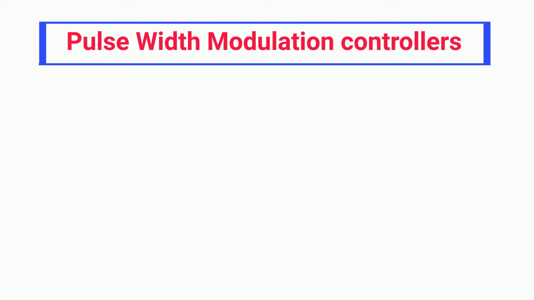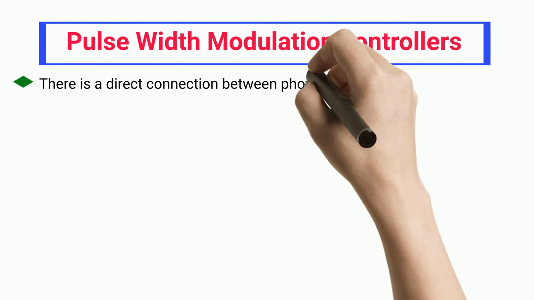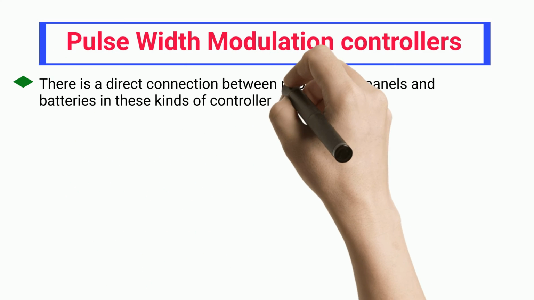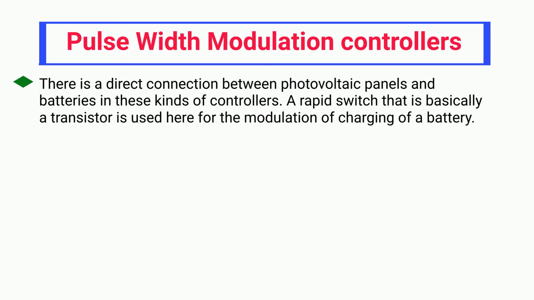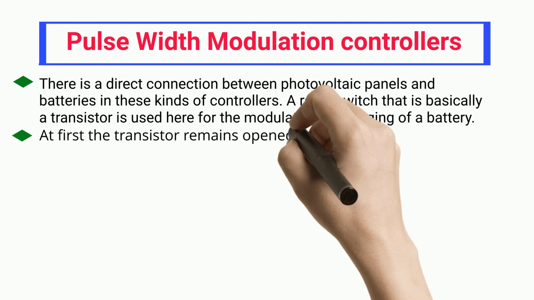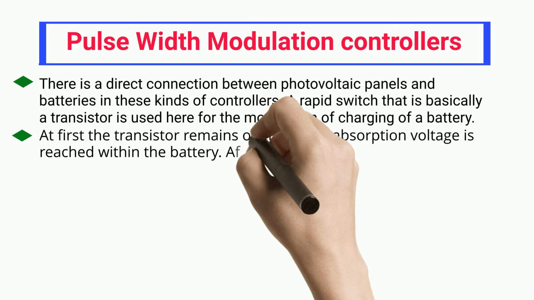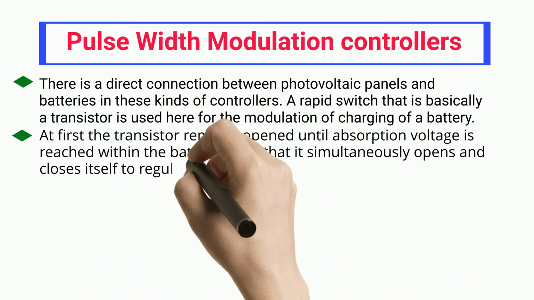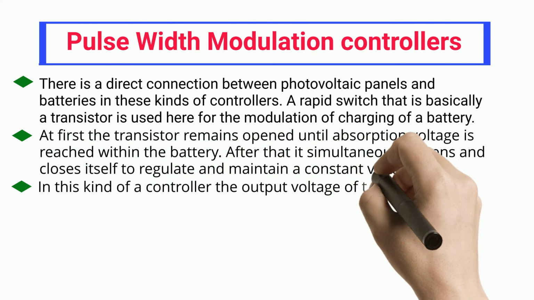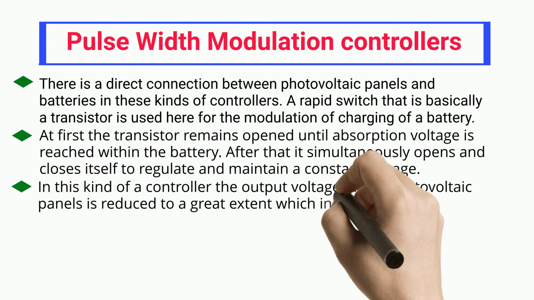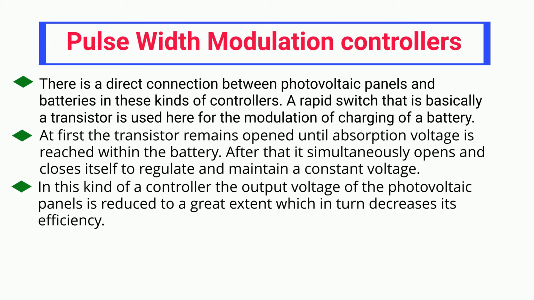Pulse width modulation controllers. There is a direct connection between photovoltaic panels and batteries in these kinds of controllers. A rapid switch that is basically a transistor is used here for the modulation of charging of a battery. At first, the transistor remains open until absorption voltage is reached within the battery. After that, it simultaneously opens and closes itself to regulate and maintain a constant voltage. In this kind of a controller, the output voltage of the photovoltaic panels is reduced to a great extent, which in turn decreases its efficiency.